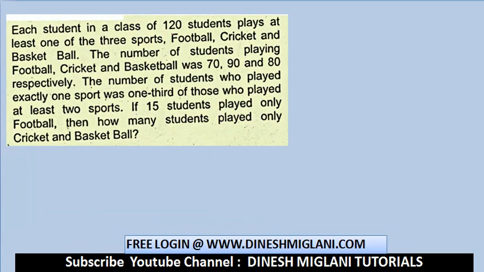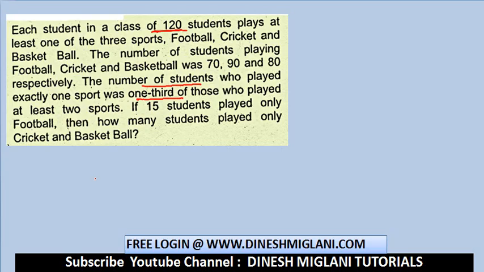Each student in a class of 120 students plays at least one of the three sports: football, cricket and basketball. The numbers of students playing football, cricket and basketball are 70, 90 and 80. The number of students who played exactly one sport was 1/3 of those who played at least two sports, right?